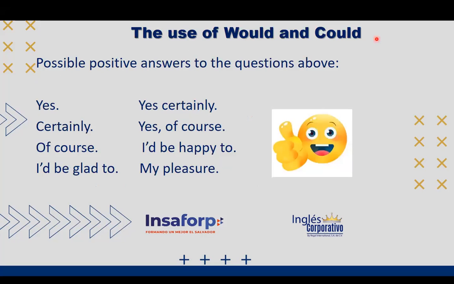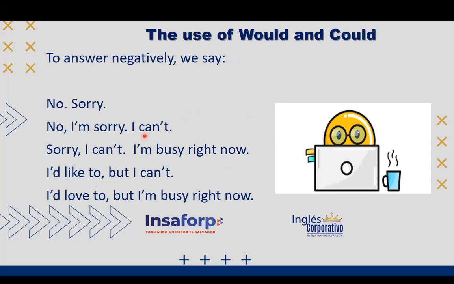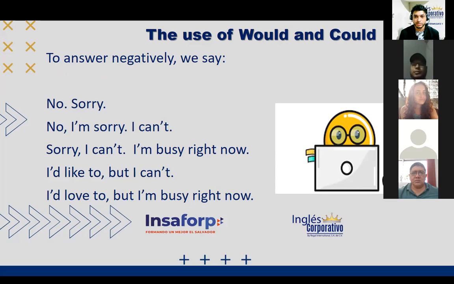Also, we can answer with a negative form. The answer can be negative, also in a polite way. And to answer negatively, we can say no or sorry. No, I'm sorry, I can't. Very polite. And also you can say, sorry, I can't, I'm busy right now. And I would like to, but I can't. I would love to, but I'm busy right now. That is a very polite way to say no, to refuse a request.